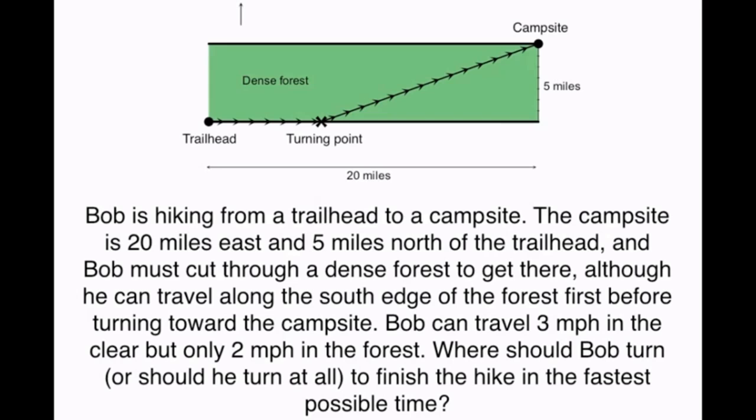One thing to mention before we get into the solution of this problem is that in the diagram the forest continues off to the left and to the right forever, and so the little piece on the edge there that's marked 5 miles is actually going through the forest itself. So let's see how we might work this problem.